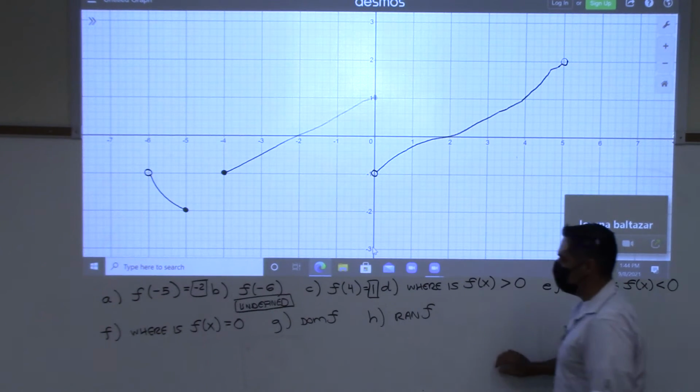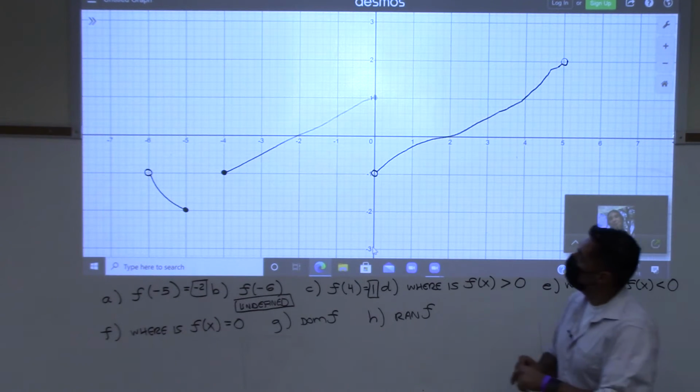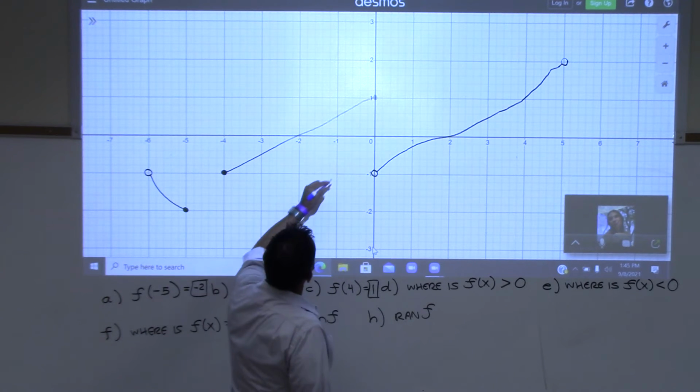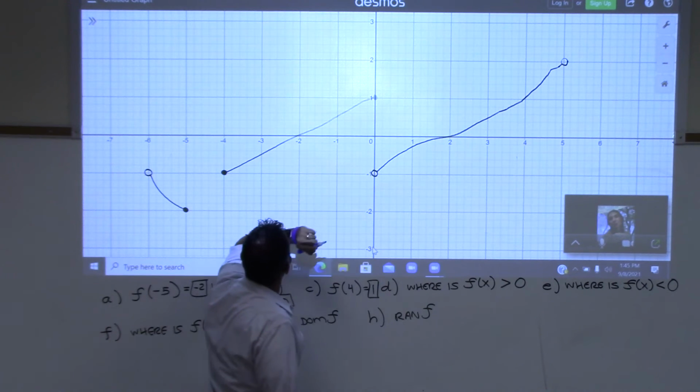Desiree, you want to take over? Yeah, I wasn't 100% sure how to do D and E. Okay, well, let's go through it together. So where's the function positive? So visually that means where is it above the x-axis, right? Where is it above the x-axis? So where does it start? Where does it start being above the x-axis to you? At the 0, -1, or 0, 1. 0, 1. Here? No, it would be 0 and then up 1.